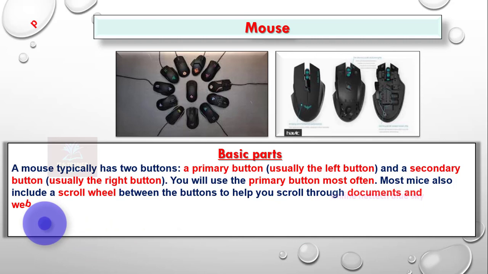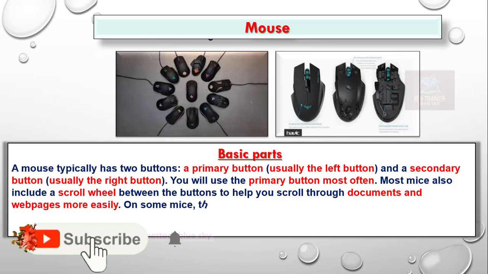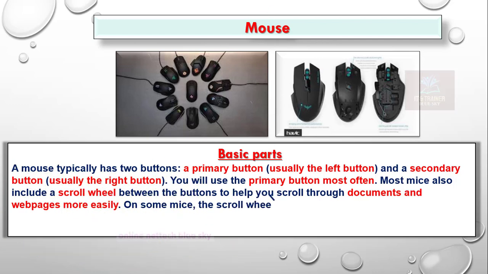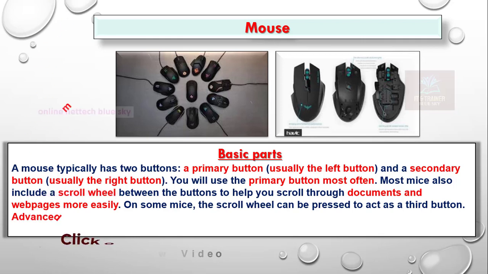Most mice also include a scroll wheel between the buttons to help you scroll through documents and web pages more easily. So what is a scroll wheel? The scroll wheel helps you scroll up and down through a lot of web pages and documents. It is easy to move up and down. So this is the basic part of your mouse, the scroll wheel.